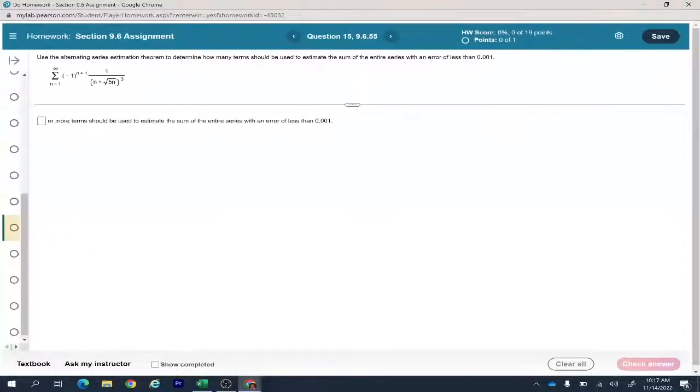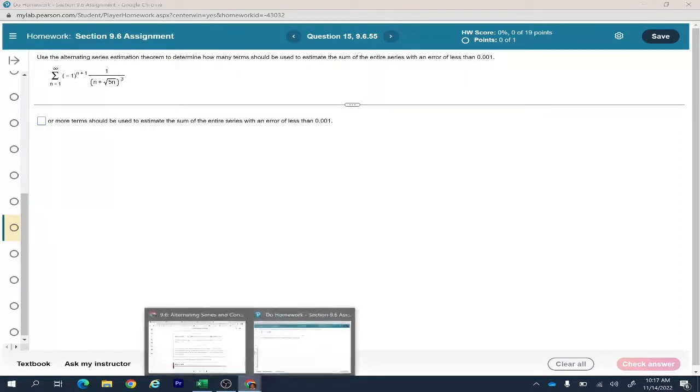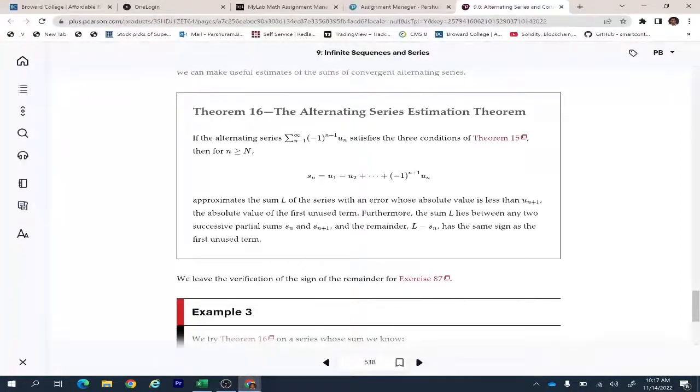So this is a question from section 9.6. Use the alternating series estimation theorem to determine how many terms should be used to estimate the sum of the entire series with an error of less than 0.001. So, first of all, let's look at the alternating series estimation theorem.